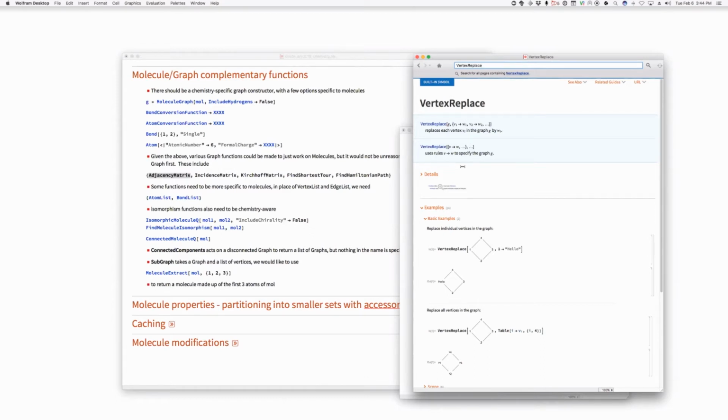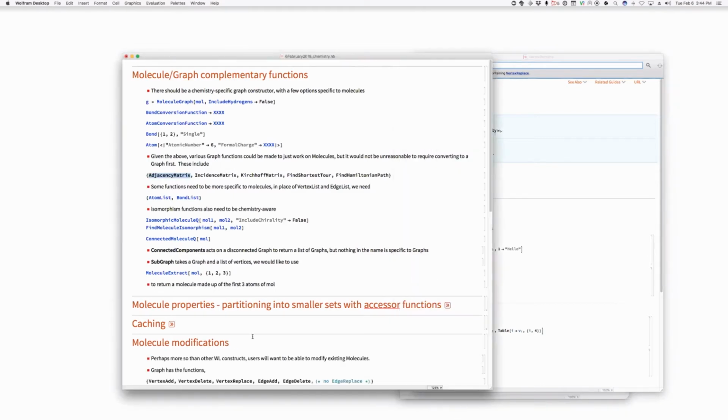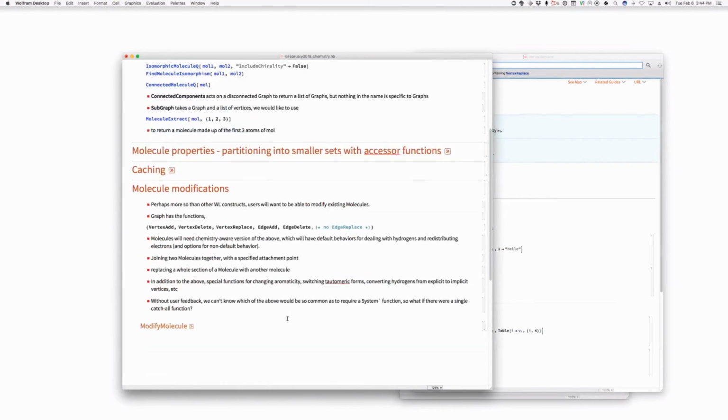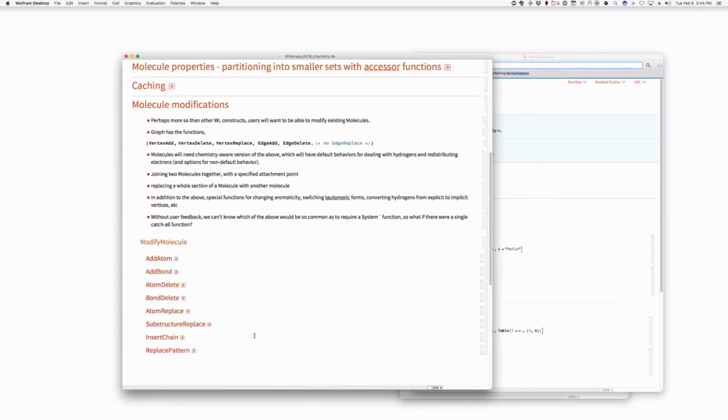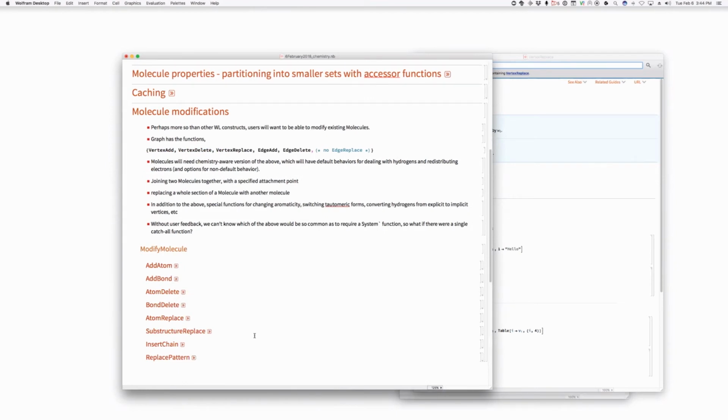Which modification? I mean, you've got molecule extract, but are there other ones? So the subgraph one. Yeah, this is the subgraph one. So the last section is about the molecule modifying. There would be tons of things we would want to do. With a graph, you can add, replace, and delete edges, vertices, and whatnot.